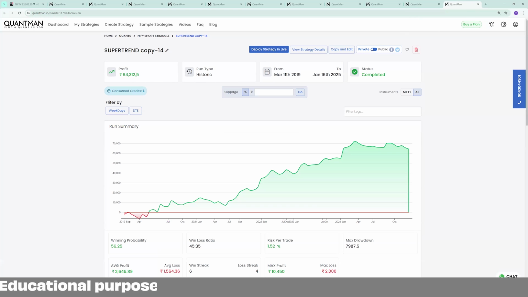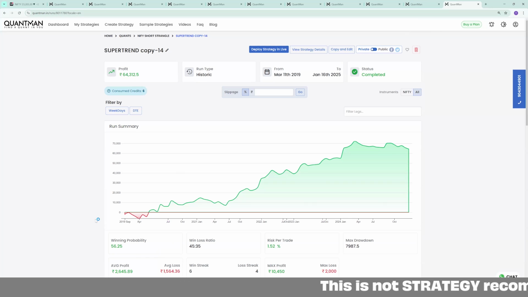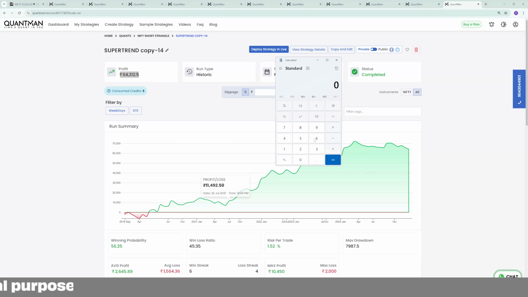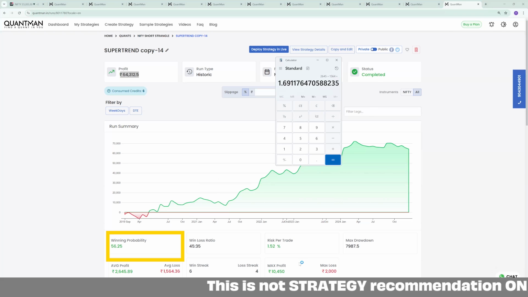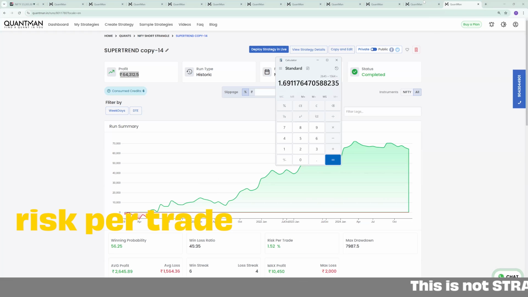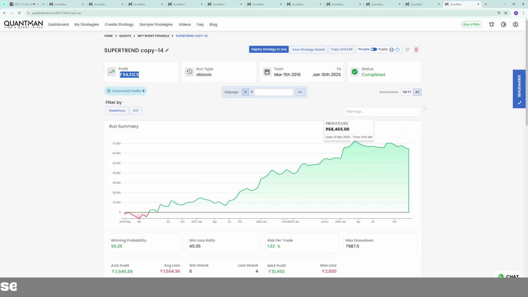Profit percentage decrease. Profit decreased to 64,000 with 2645 divided by 1564, which is 1.69. 56% winning probability. Risk per trade increased. Drawdown decreased. Strategy actually improved. Okay.